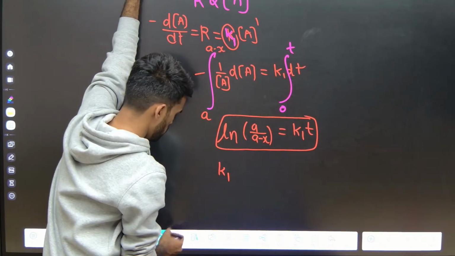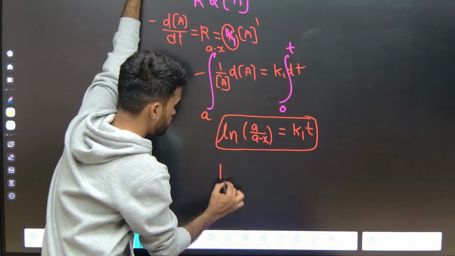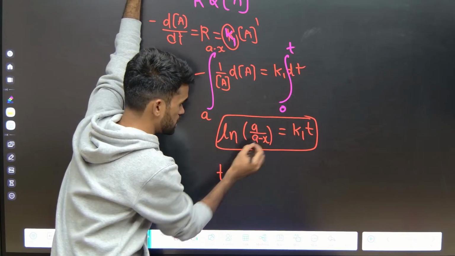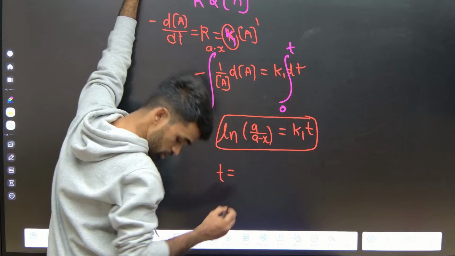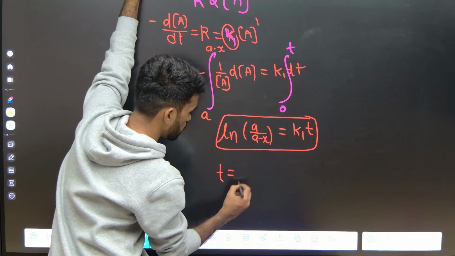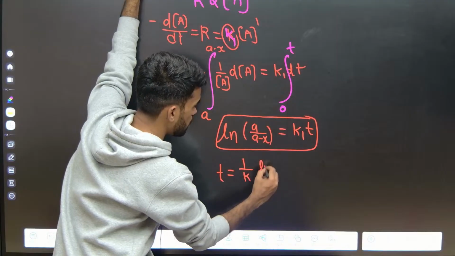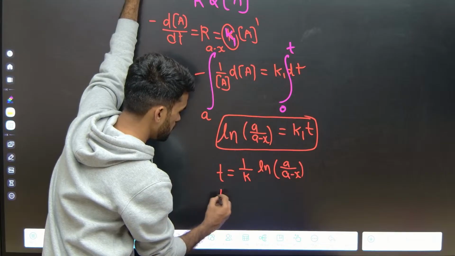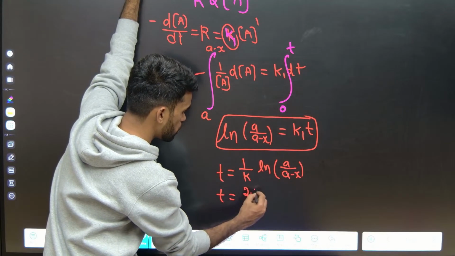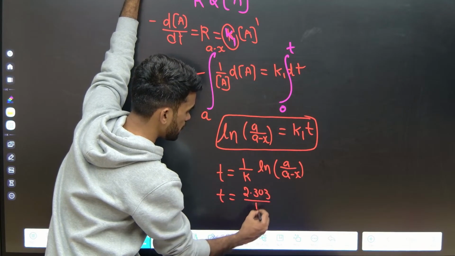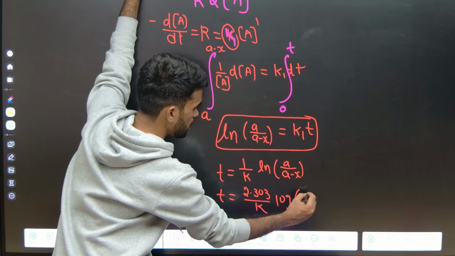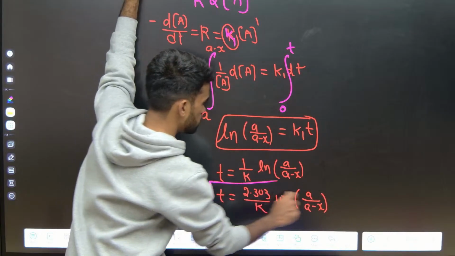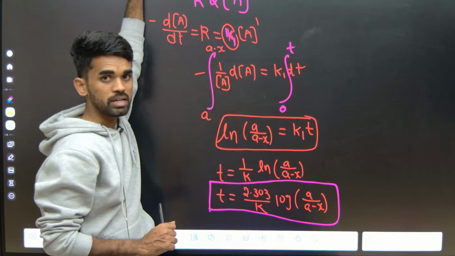So now here what you can write, the time required for completion of some x amount of reaction here will be written as t equals to 1 by k ln of A by A minus x. Okay, and here I can also write t is equals to 2.303 by k log A by A minus x. Most of the questions are on this formula. There are many questions on this particular formula itself.